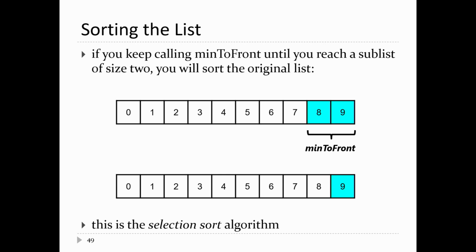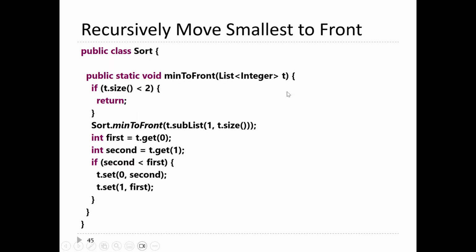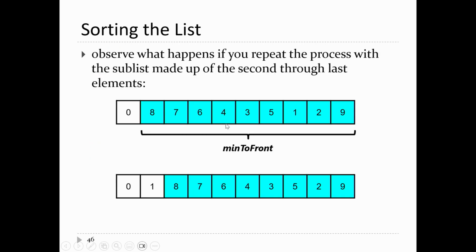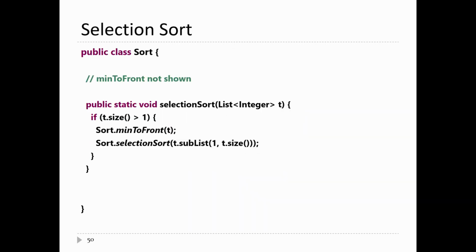You can implement this in like 2 lines of code if you already have min to front. So there's selection sort if you already have min to front. Move the smallest element to the front of the list, and then sort the rest of the list. So the rest of the list is just the sublist starting at the next element.